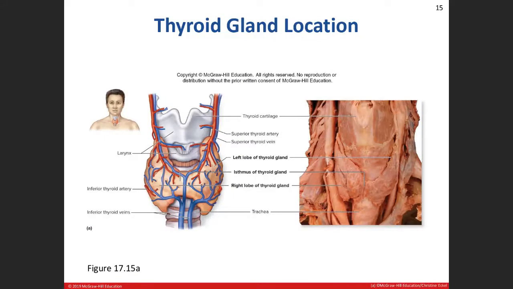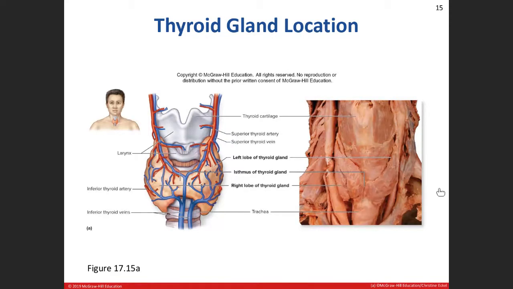So here you can see a nice picture of the thyroid gland in our drawing. Here's the thyroid cartilage, and then just below it, you can see the thyroid gland. Heavily vascularized, lots of blood vessels, which is good. We need to get that hormone into circulation. Here you can see it in a live dissection. Here's your thyroid cartilage, and just below it you can see your thyroid gland.